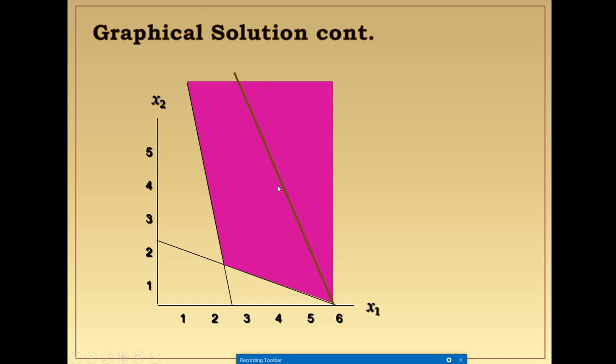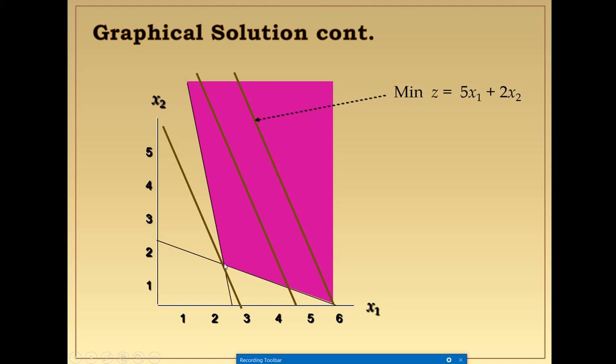Now since the problem is to minimize Z, we need to move the line parallelly downward. Gerakkan dia ke bawah secara selari until it touch the last vertex ataupun the last extreme point. So, kita gerakkan dia ke bawah, gerakkan lagi, then this is the last point it touch. The isopropyl line touch this point. So, what is the coordinate of this point? How to find the coordinate of this point?